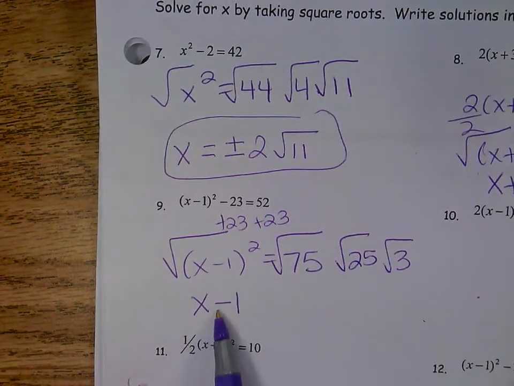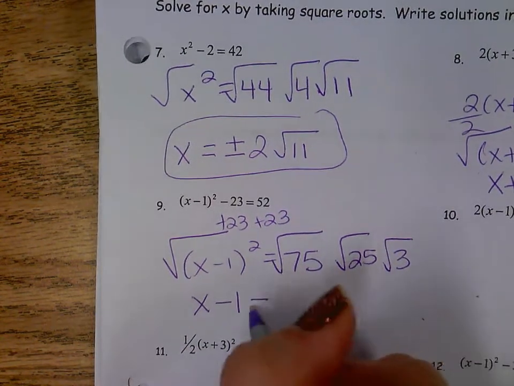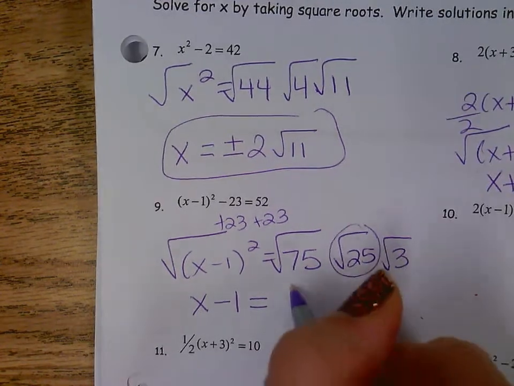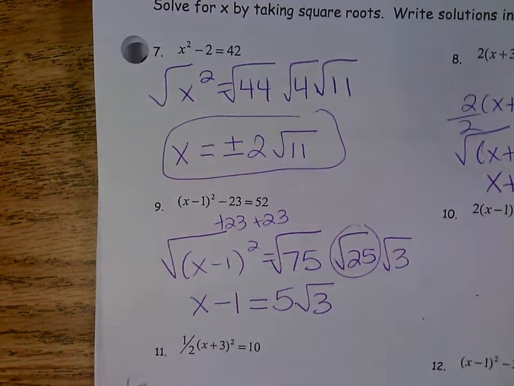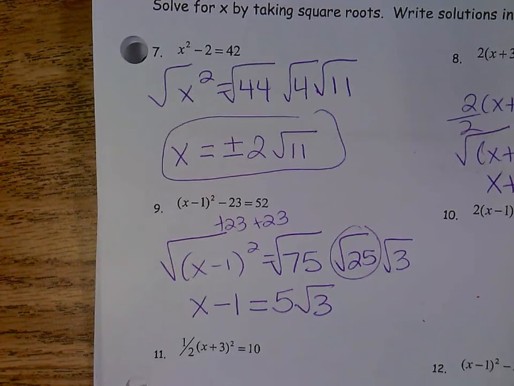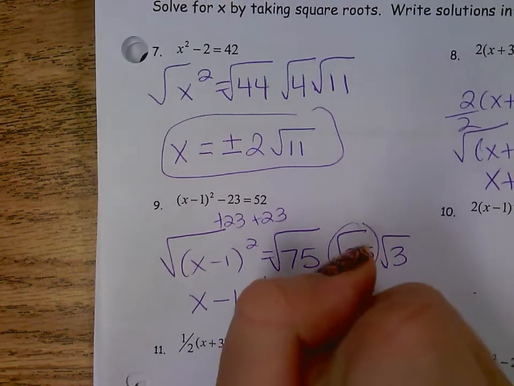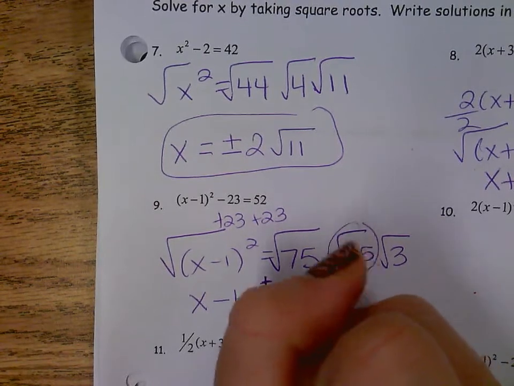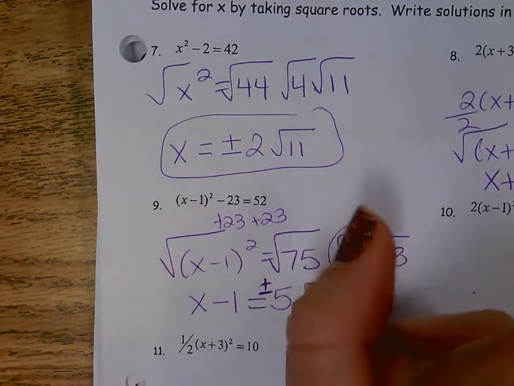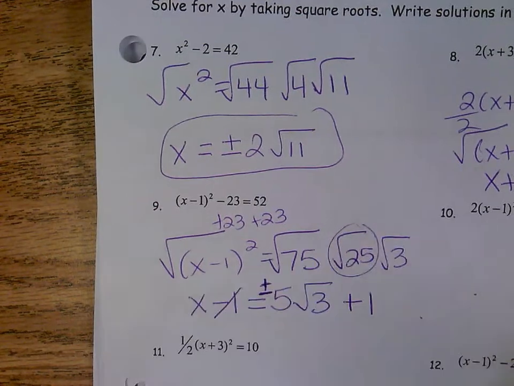X minus 1 equals, the square root of 25 is 5, square roots of 3, add 1, and make sure to write plus or minus. I already forgot to write plus or minus. Plus or minus 5 root 3 plus 1, right? I would move the 1 to the other side.